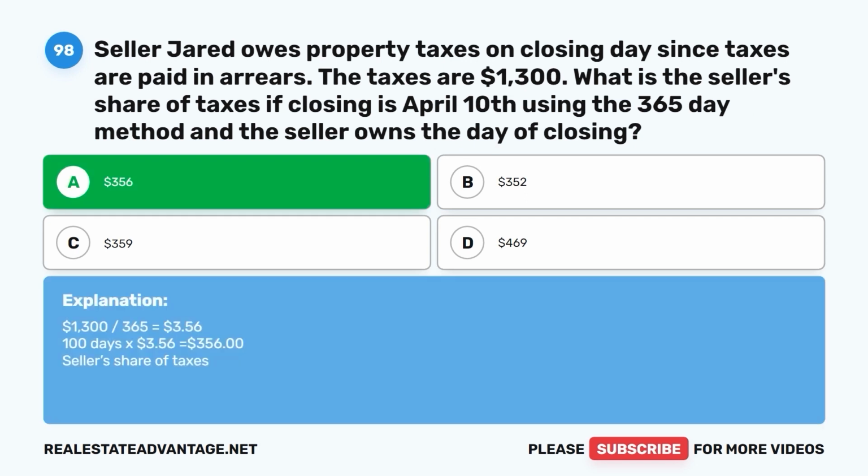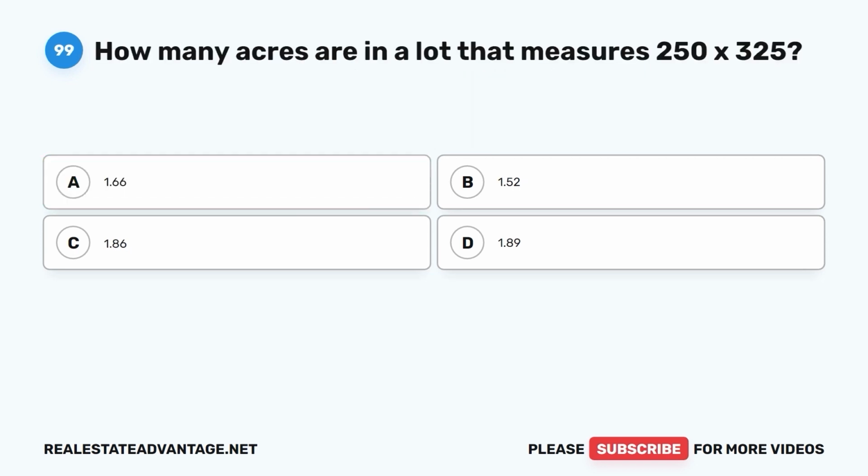$356. $1,300 divided by 365 equals $3.56. 100 days times $3.56 equals $356. Seller share of taxes.